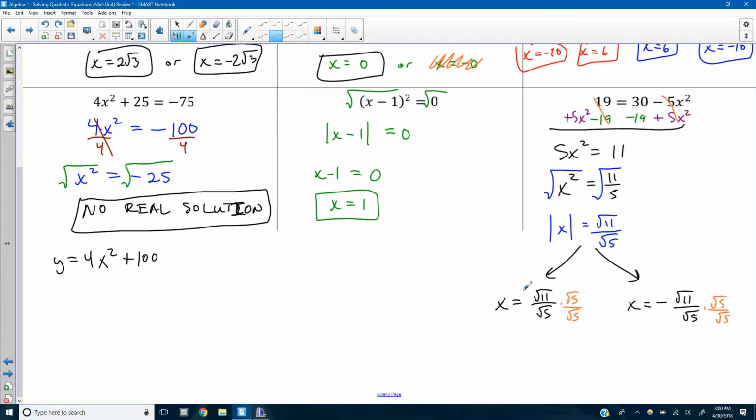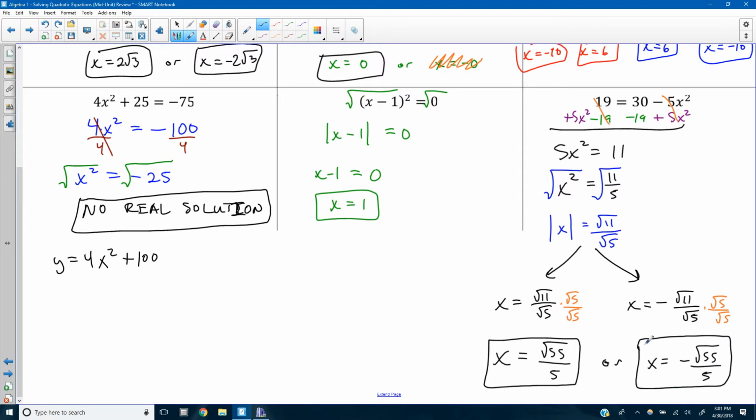And root 5 times root 11 is root 55. It doesn't have any perfect square factors in it because these are prime numbers in themselves already. And that's root 55 over 5, which, remember, that's not an actual 55, that's root 55, so no, these cannot reduce. Or here, x is negative root 55 over 5. Like I said, I'm not going to round to the nearest hundredth on these. That's where I'm just going to finish this problem off.